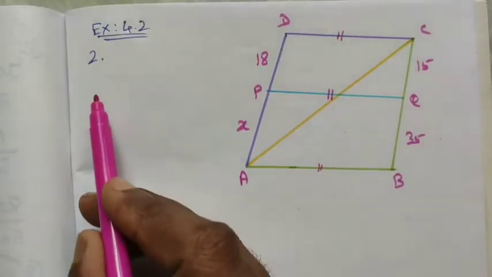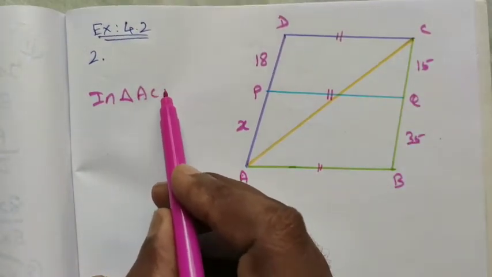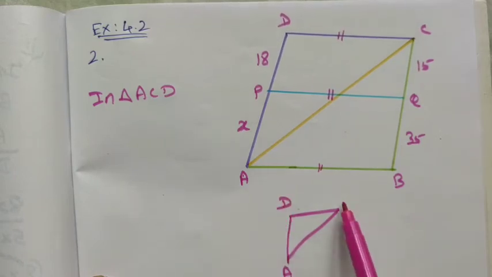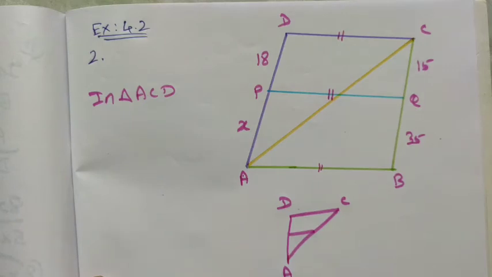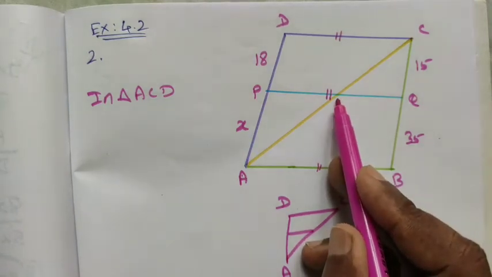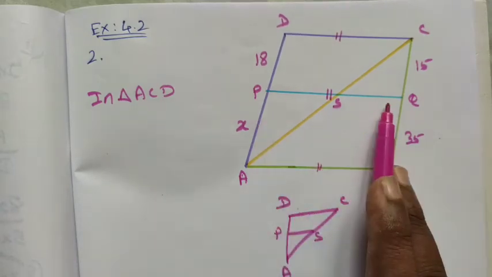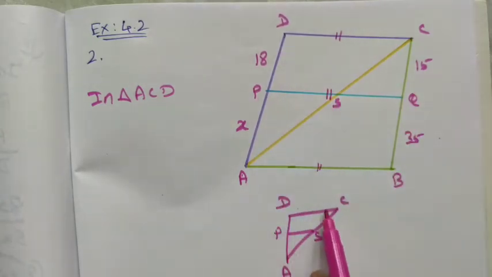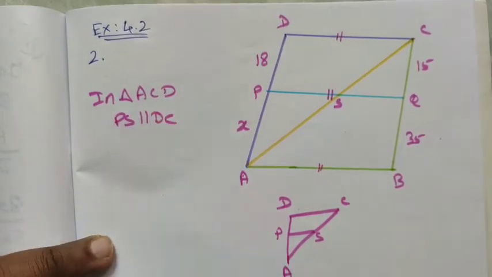By the given condition, let me take triangle ACD. In triangle ACD, the triangle is like this. This is D, this is A, this is C. In between we have P. Let me take this intersection portion as S. So P to Q is parallel means that PS is also parallel to DC. This is the parallel condition.